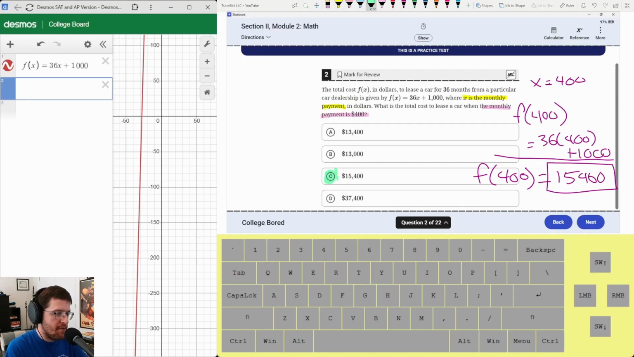Okay, so we just type the function in, and then you can put x equals 400, or how about more easily, we just type in f of 400, which gives us 15,400.